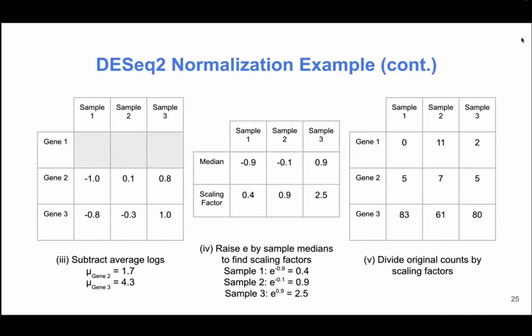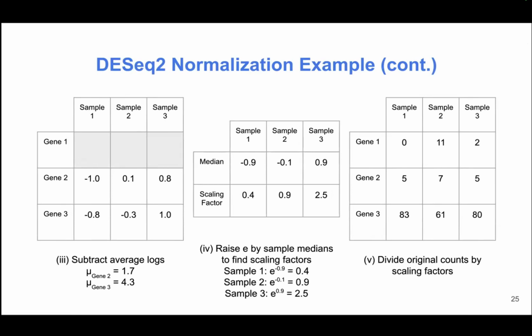The next step is to take that matrix. Again, we're omitting these rows where we had 0 counts, and we're going to subtract the average logs that we calculated in the last step. So for gene 2, that's 1.7, and for gene 3, it's 4.3. And we're left with these new values.